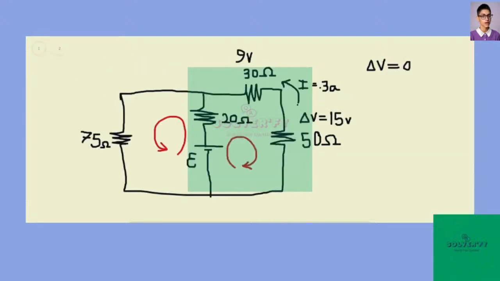We know the current in the right half, and we can find the current in the left half because of Kirchhoff's first law: those two currents are going to combine at a juncture.